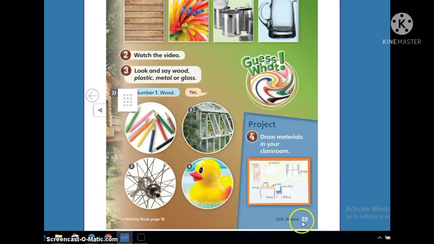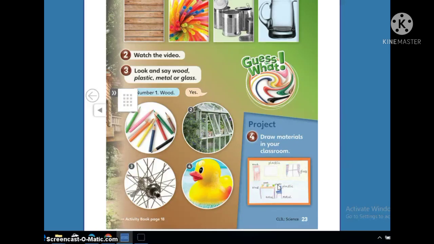Now look here. On page 23, there is a project. Draw materials in your classroom. Wood. It's a door. The door comes from wood. And then glass. It's a window. The window is from glass. And then look there. He drew a table, a chair, and on the table there are some colored pencils and also a cup that comes from plastic.